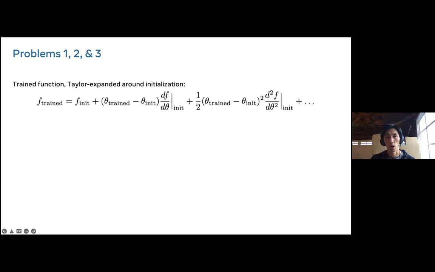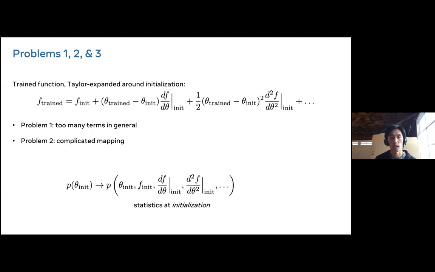So what are the problems? Problem 1: in general, there are too many terms in this series. There's no reason for this series to truncate, so in general you could think that these terms are all of the same order, and then you have to keep track of everything, which would be pretty hard to do in general.